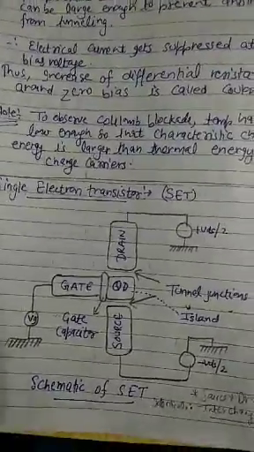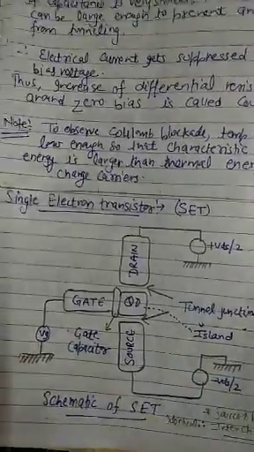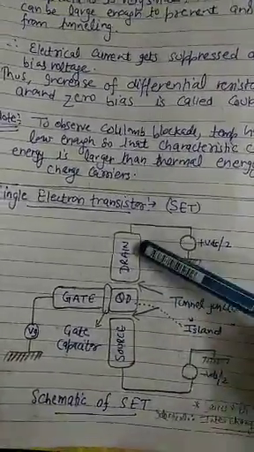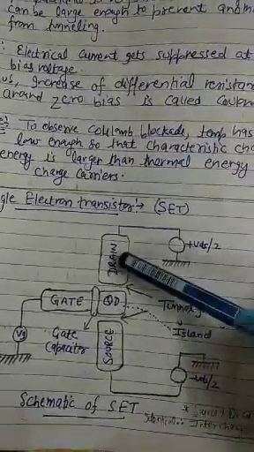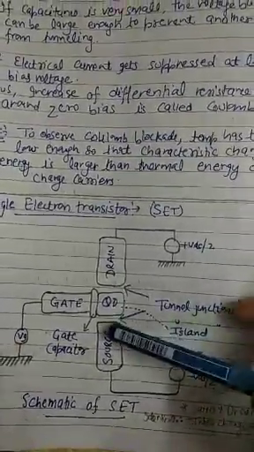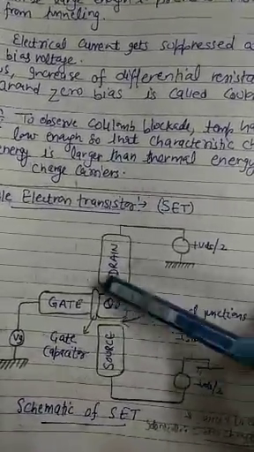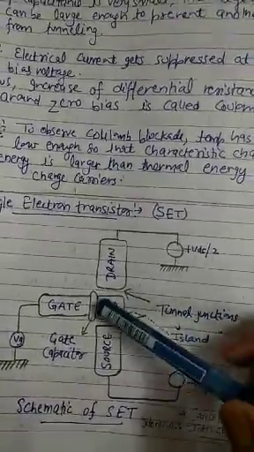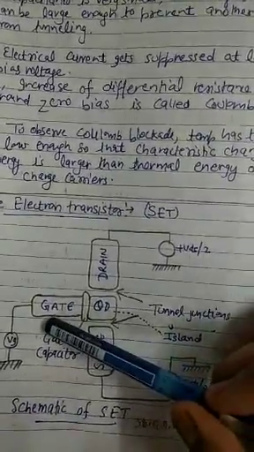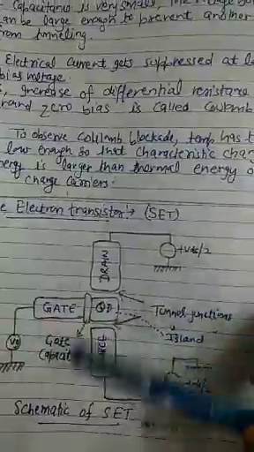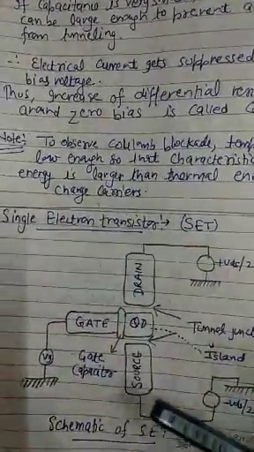So what is a single electron transistor? To understand it and its working, first we will understand its schematic. This is source, this is drain; both of them are identical, so they can be interchanged. This is the gate, these are the tunnel junctions, or thin barriers, and this is the quantum dot which we call the island. This is the gate capacitor, and this is the gate through which we apply the gate voltage that controls the flow of current from source to drain. So this is the overall schematic of the single electron transistor.